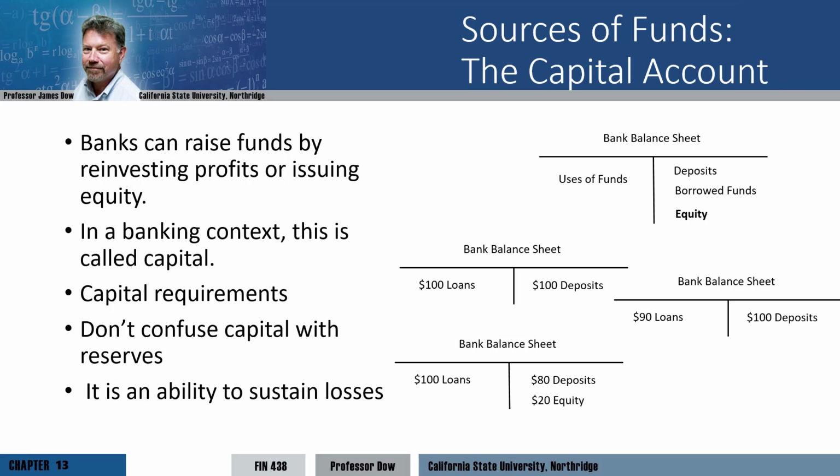Now, imagine a bank that raised the money by having $80 of deposits and $20 of equity. When the value of the assets falls to $90, it can still cover all of the depositors, so the bank is still solvent. The equity holders lose half of their investment, but that's part of the risk of being an owner of a company. In this way, capital represents an ability to sustain losses and protect the depositors.